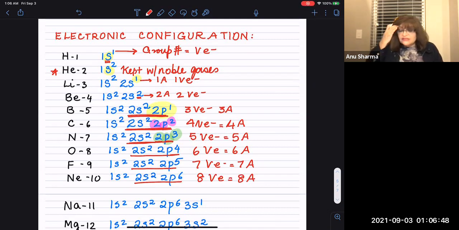Okay, so this is very important. This piece right here is just the last shell. This is the last shell. So keep that in mind.